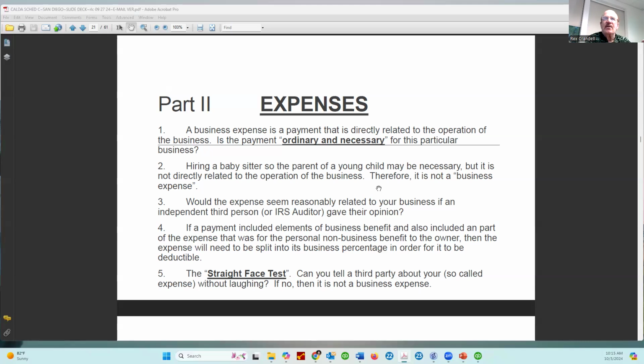If the payment included elements of business benefit and also included a personal, non-business benefit to the owner, then the expense will need to be split into a business percentage before you can figure if it's deductible or not. If you want to know if an expense is deductible, we have what's called the straight face test, and that is, can you tell a third party about your expense without laughing? If not, then you do not have a business expense.